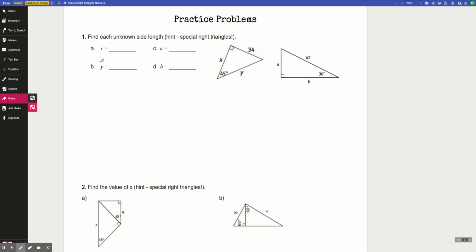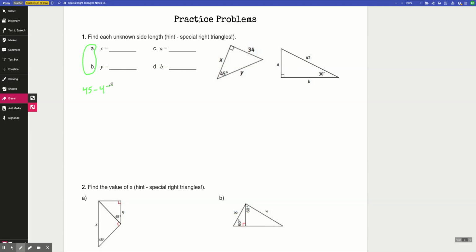Okay. So for number one, we're trying to find these unknown side lengths. These two go with the 45, 45, 90 triangle, and then these other two here go with the 30, 60, 90 triangle. So we're going to do the 45, 45, 90 one first. Remember I told you the best way, in my opinion, especially when you're first learning these kinds of problems, is to do them this way.